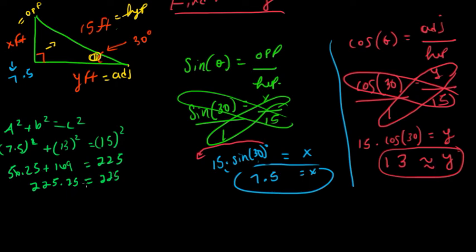225. Now, we're off by 0.25 because, like I said, this value of y was approximated, as really it's 12.990, but we approximated to 13, so we're just going to be off by a little bit. But basically, you see that this relationship is still true. So this is indeed a right triangle, and we actually solved for the sides by using trig ratios.